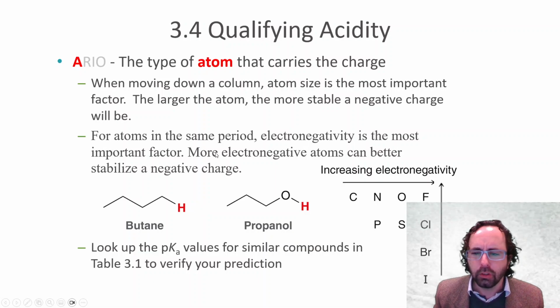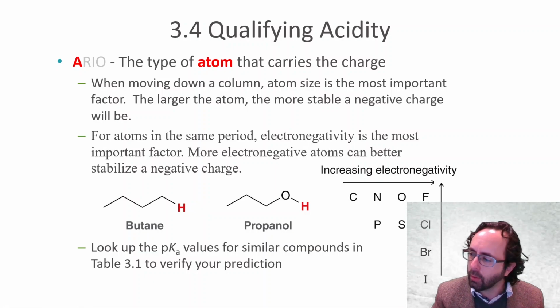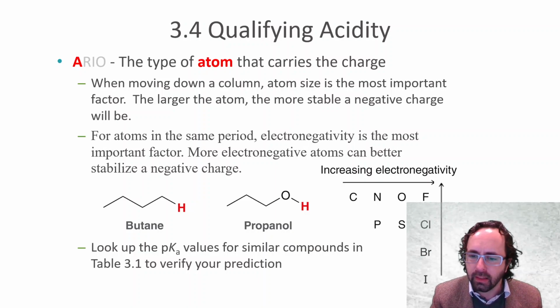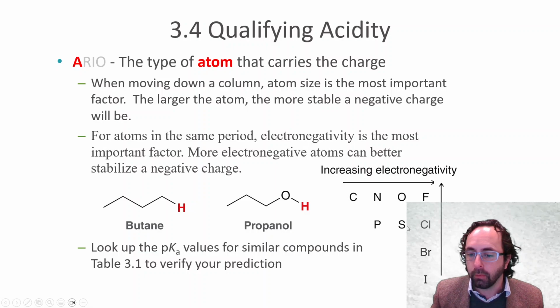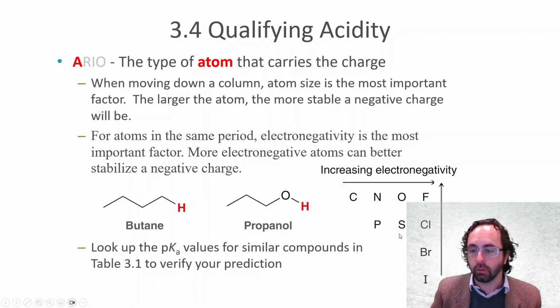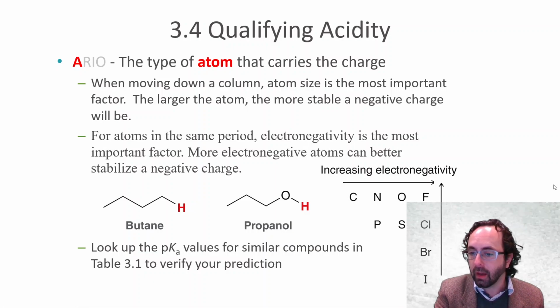When it comes to atom in ARIO, there are two factors we have to consider. When you're moving down a column, the atom size is the most important. The larger the atom, the more spread out the negative charge will be, and so the more stable the base will be, meaning that its conjugate acid is strong because it can produce a nice stable base that will stay the way it is. So for example, a hydrogen attached to an oxygen will be a less acidic proton than one attached to a sulfur because of the larger atom. Or for example, if we're talking about the hydrohalic acids, the strongest hydrohalic acid is H.